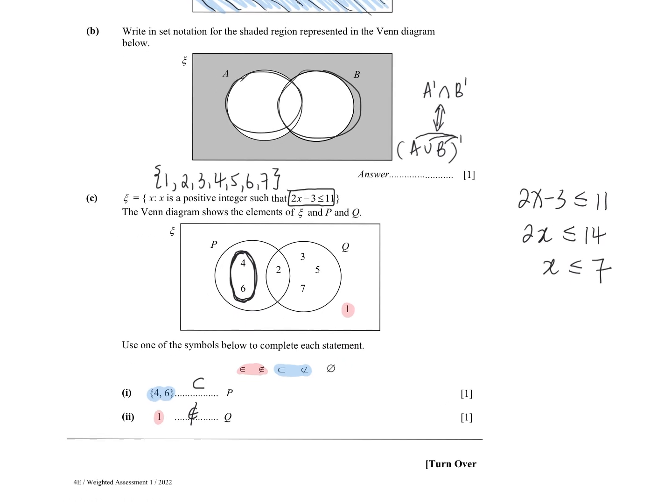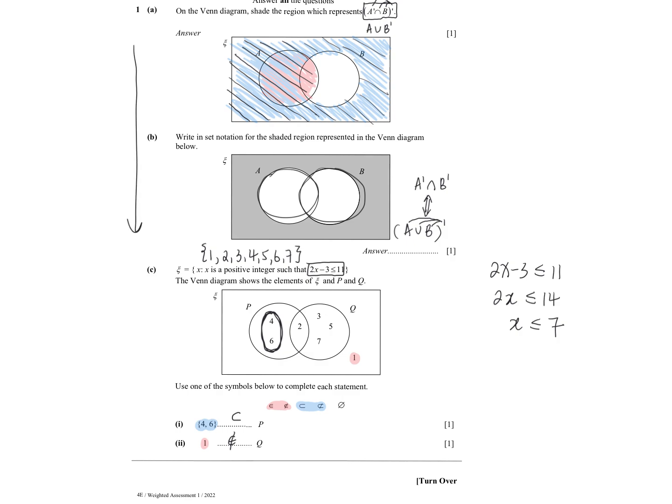Okay, so the first question for WA is usually set notation. Make sure you can do the whole question. The shading, I already gave you a summary of all the possible shading. You can either memorize them or find a way to remember.